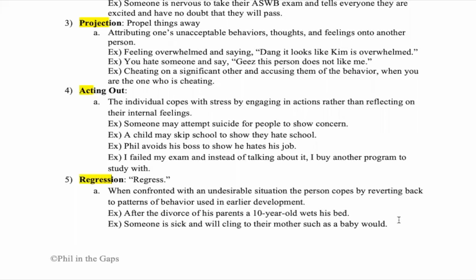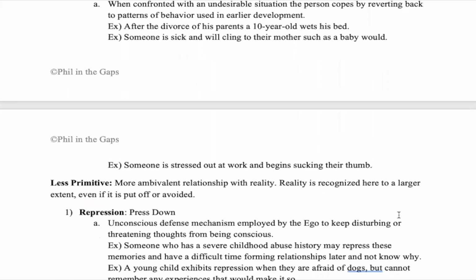So a couple of examples to articulate this a little bit further: after the divorce of his parents, a 10-year-old wets his bed. You wouldn't expect a 10-year-old to wet their bed because let's say they weren't wetting their bed and then this divorce occurred and then they go back to wetting their bed. Whether they were wetting the bed before, they weren't, unless they were younger. Another example, someone is sick and will cling to their mother, such as a baby would, based on the fact they're looking for that comfort from their mother.